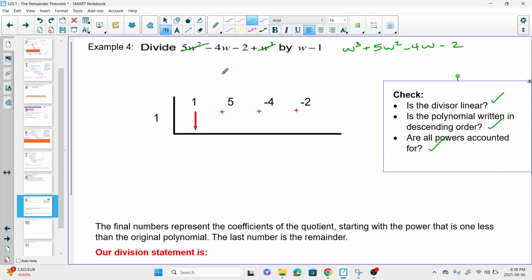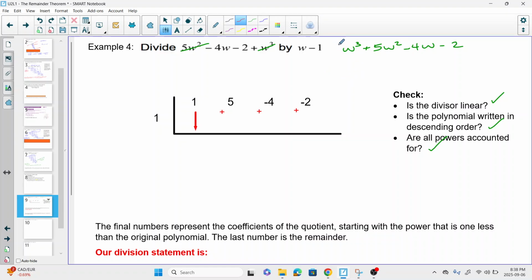So this is what it's going to look like. And these numbers here are the coefficients of the terms. The coefficient here is that invisible 1 that we don't see, but let's put that in green so we can see it. So this is where we get our 1, our positive 5, our negative 4, and our negative 2. Okay, so we write the coefficients 1, 5, negative 4, negative 2.